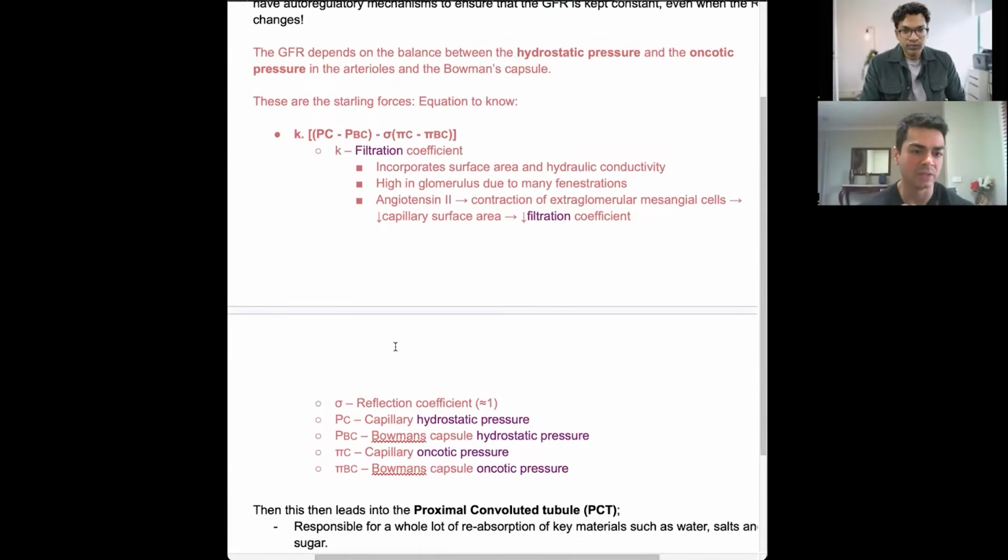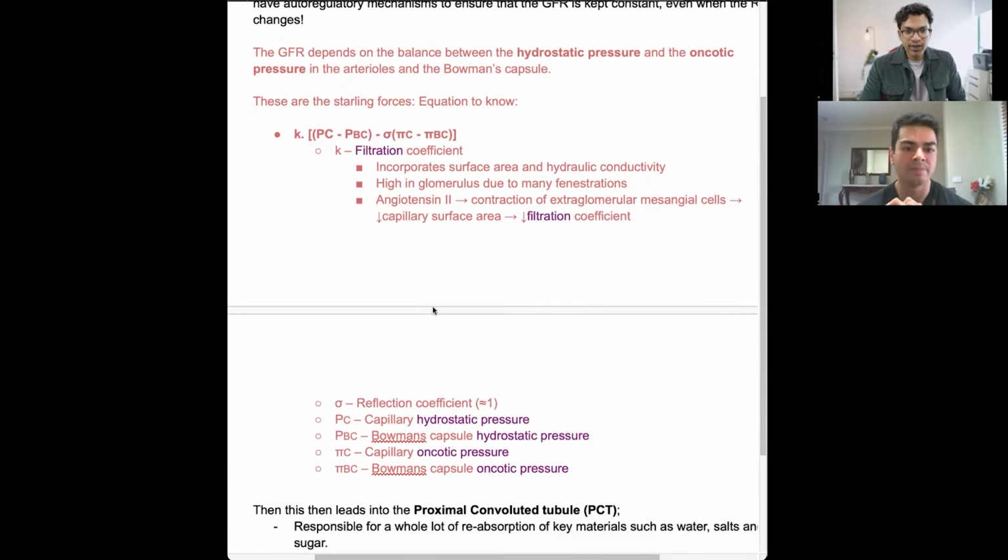So the equation that we need to know is exactly what Lahiri's got up there, which is K. It's a filtration coefficient. And as you can see, it incorporates the surface area and the hydraulic conductivity. Because of the glomerulus having these fenestrations which allow things to go through, it's relatively high. But it can be altered, especially when angiotensin starts to act on your mesangial cells, which reduce your surface area. It then reduces your filtration coefficient. So that's your K, which is your filtration coefficient.